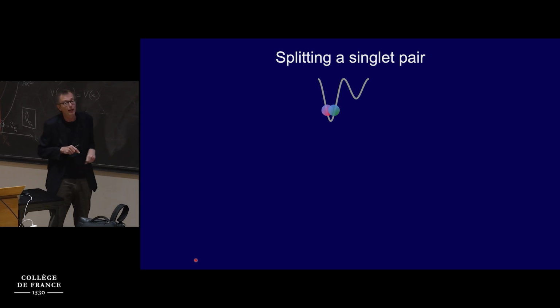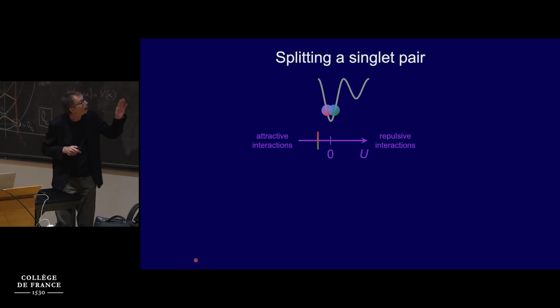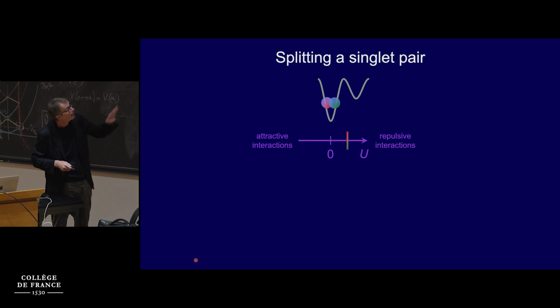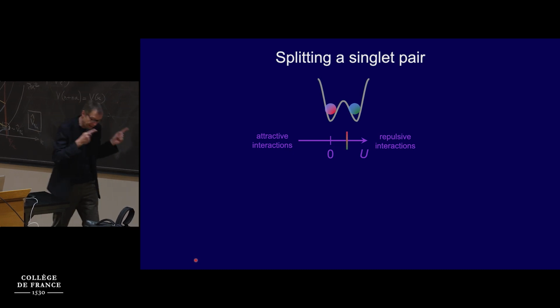We have a singlet pair created. We have one of these double wells. And now we go from attractive to repulsive interaction, which means just changing a magnetic field by a few Gauss, a homogeneous magnetic field. And then we shape our potential such that we get a real double well. And that is the first step.